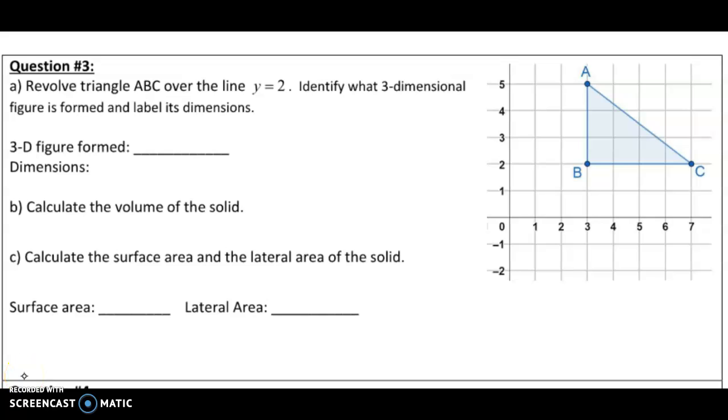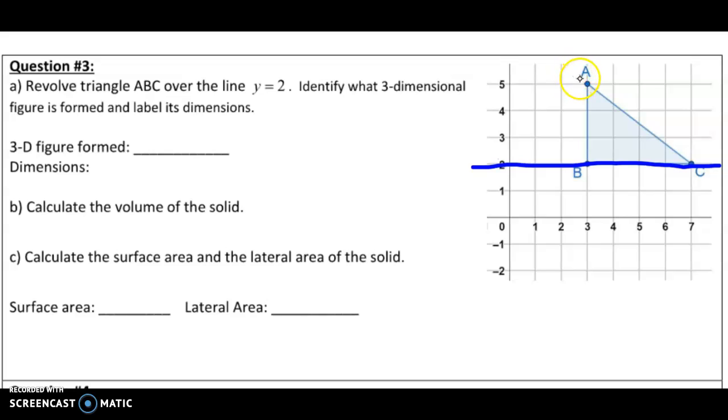Okay, in our first problem, in this section, we are revolving a triangle around the line y equals 2. That's a horizontal line at 2. So first thing you need to do is draw that in. Two of the points are on that line, which is awesome. So when you reflect it, they stay on that line.